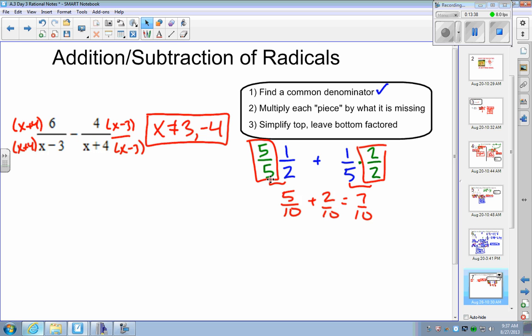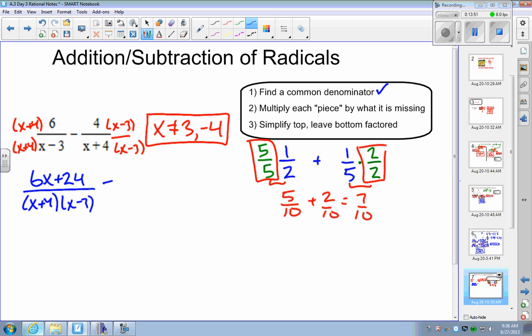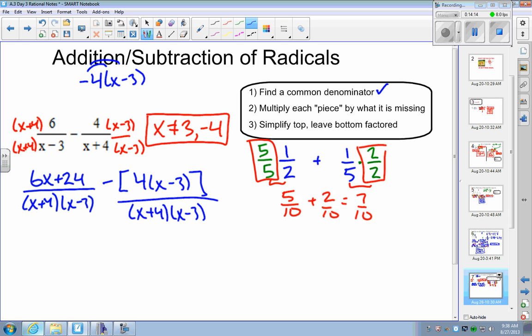Now, we've done the second step. Third step says simplify the top, leave the bottoms factored. So on the top, we distribute, we get here. This is an x plus 4 and an x minus 3. The subtraction sign you have to watch out for, because we're basically doing this problem right here. And that's obviously going to change both those signs in there. I use a bracket and come back and take care of that at the end. Okay, addition, you don't have to worry about this piece because it's not changing anything. Subtraction, you do. So now we get to here.